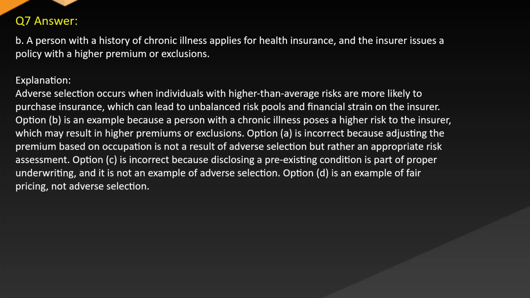Option A is incorrect because adjusting the premium based on occupation is not a result of adverse selection but rather an appropriate risk assessment. Option C is incorrect because disclosing a pre-existing condition is part of proper underwriting and it is not an example of adverse selection. Option D is an example of fair pricing, not adverse selection.